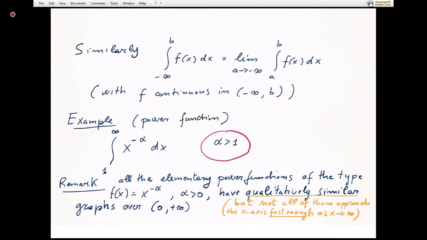The basic example is that of the power function. Suppose that we want to compute the integral between 1 and infinity, where infinity, if we don't put the sign, is plus infinity, of course, of x to the power of minus a dx.